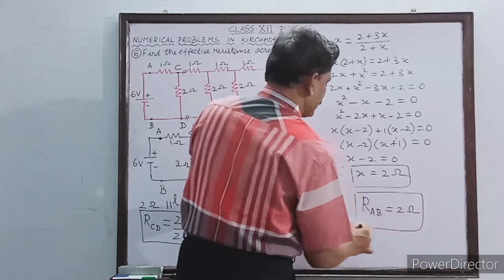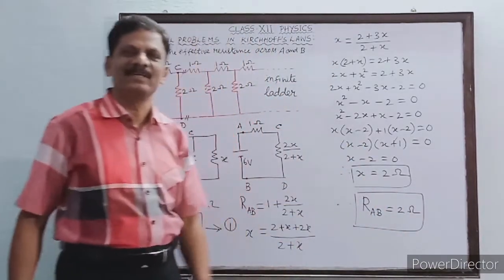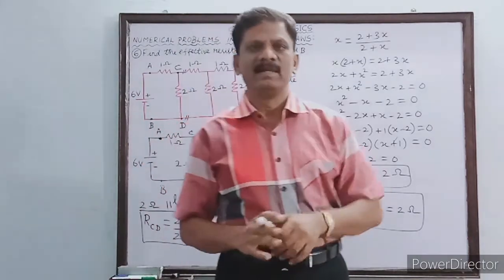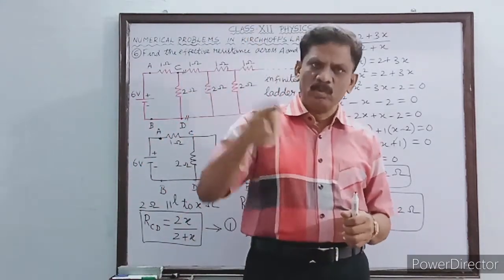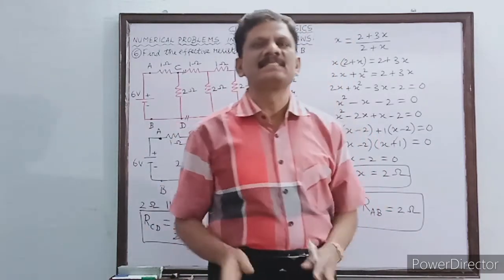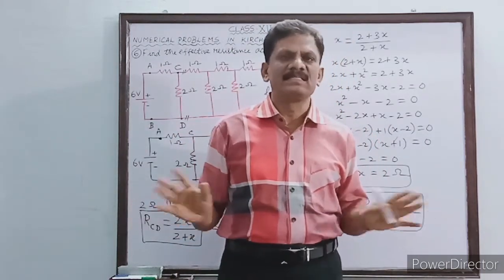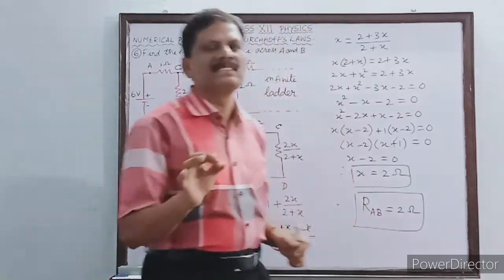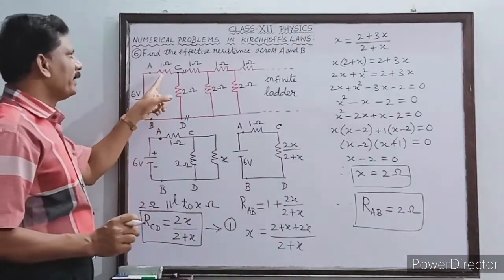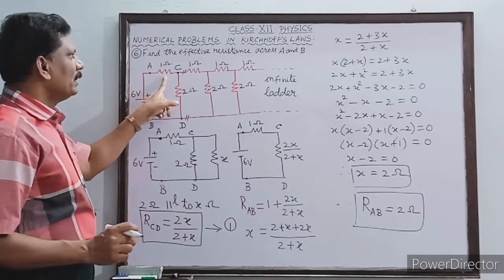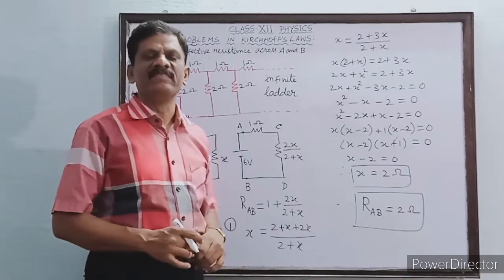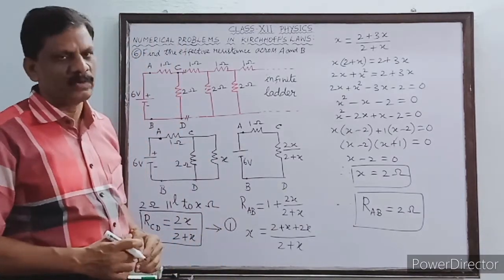This is the answer. Have you all understood? So infinite ladder means, I am repeating once again, even if you cut one loop or don't cut that loop, the effective resistance is not going to change. Understand? So RAB is taken as x. And in place of RAB, along with 1 ohm and 2 ohm, its value is x only in this infinite ladder. Understand? That is the idea we are going to use.